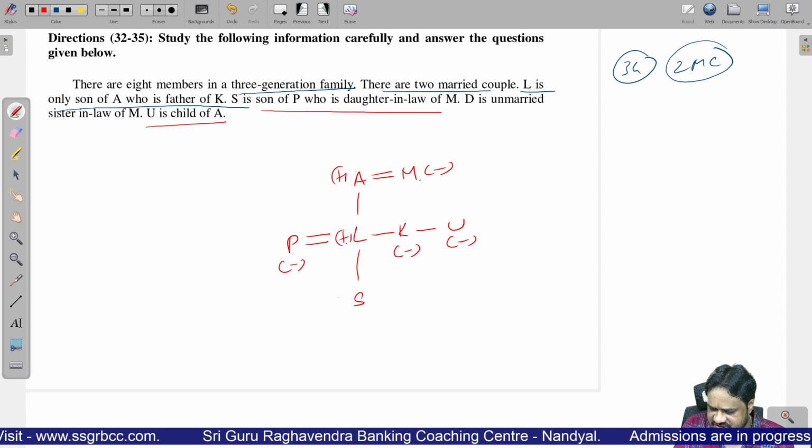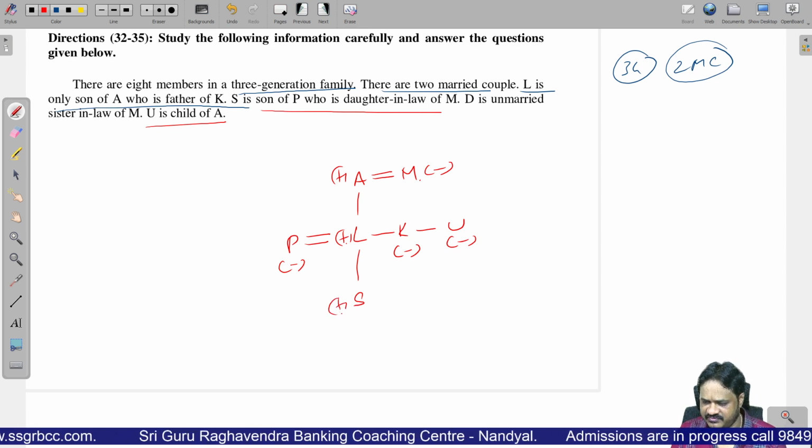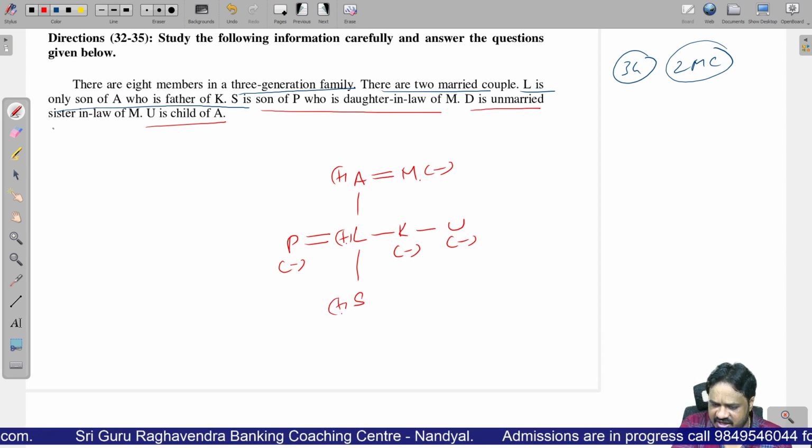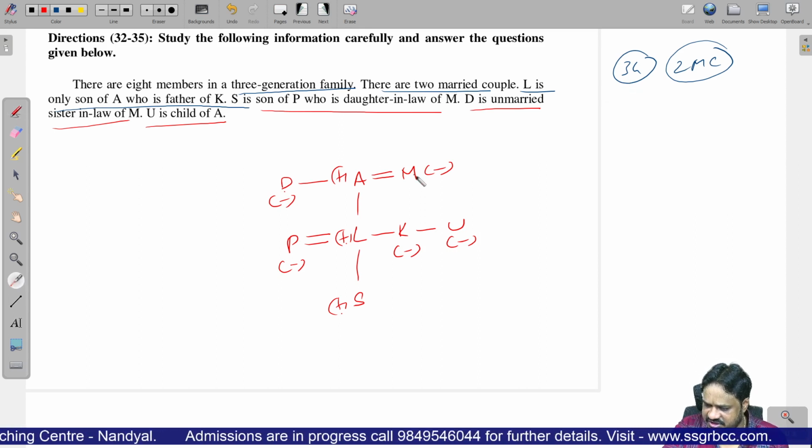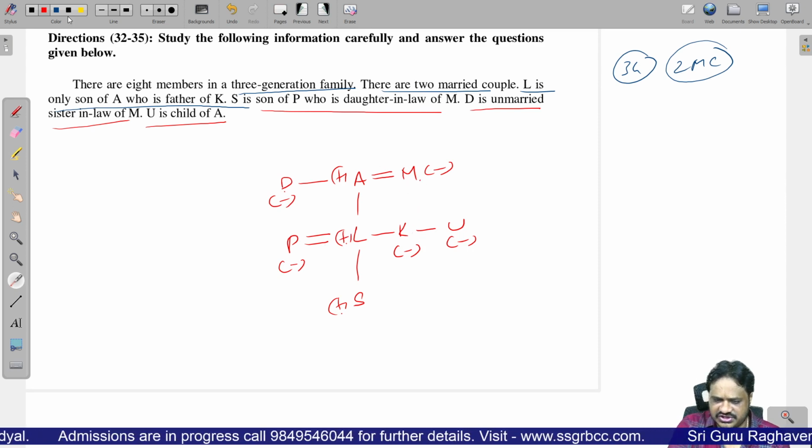Now S is the son of P. D is the unmarried sister-in-law of M. That means D is the sister of A. Then only D is the unmarried sister-in-law of M. So this is the total blood relation. There are three generations, first, second, third, and two married couples, one and two. So this is the total puzzle.